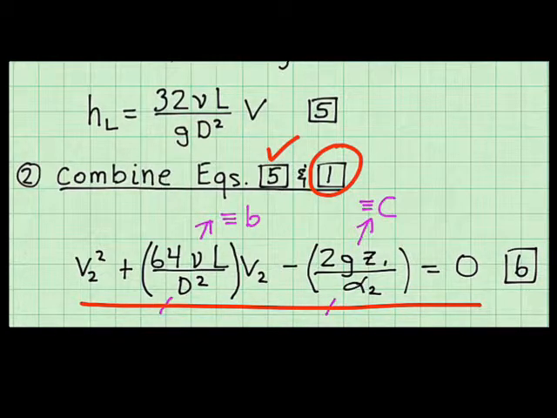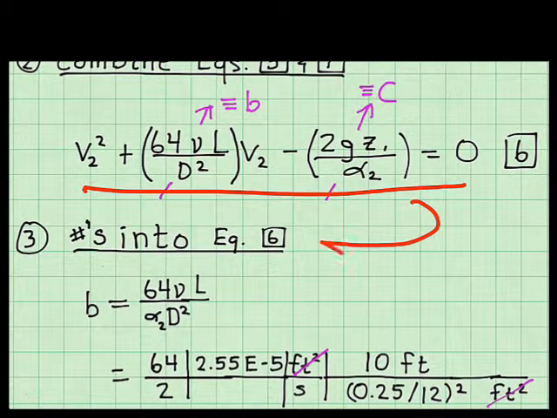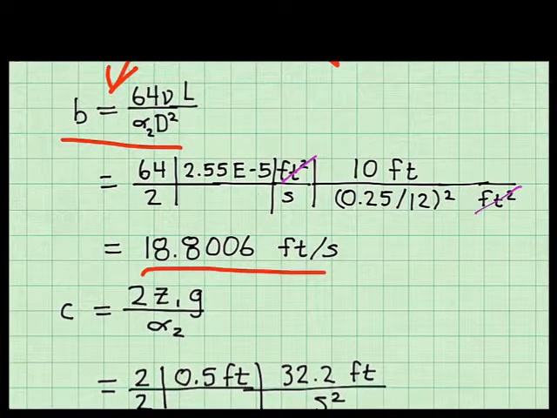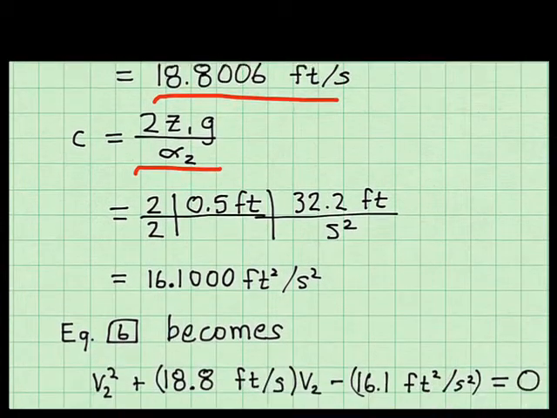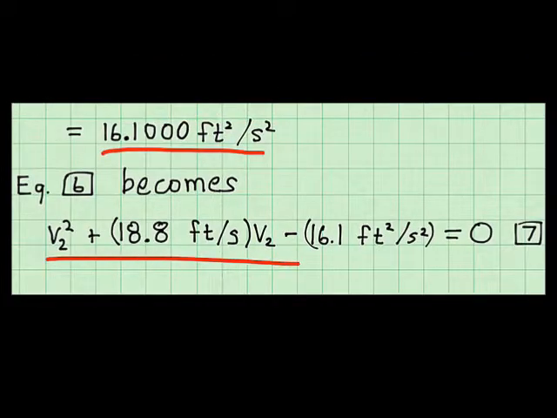And what you want to notice here is that this is a quadratic equation. V squared plus a constant times V minus another constant equals 0. Then I took this equation and put numbers into it. So here's the B parameter right here. So I calculate that, and it came out to be 18.8 feet per second. Then I calculate the constant C, given right there, and that came out to be 16.1 feet squared per second squared. The result is right here, and what you want to notice about this is that the units of each term work out to give dimensional homogeneity to this equation 7.